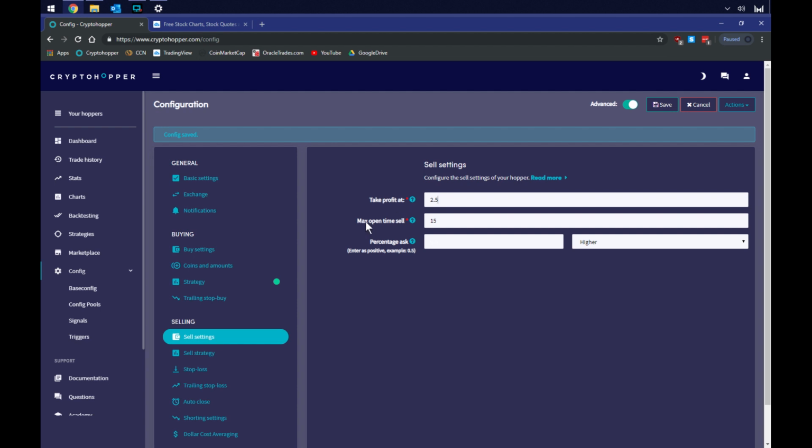So whenever we hit the 2.5%, the maximum open time to sell will be 15 minutes. I guess that's fine. And the percentage ask will be 0. Remember, this is the same as on the other screen where we were able to bid lower or higher than the strategy price. In this case, it doesn't make sense to use this because if we wanted to sell at a higher price, we could just increase the percentage profit.